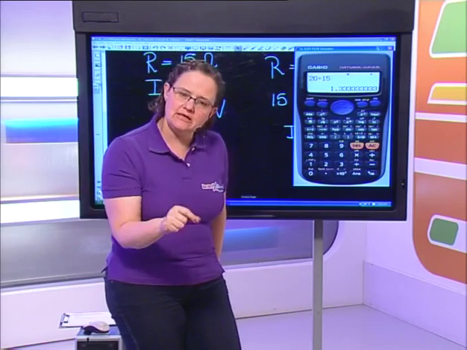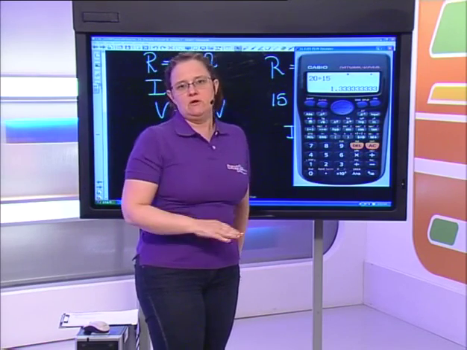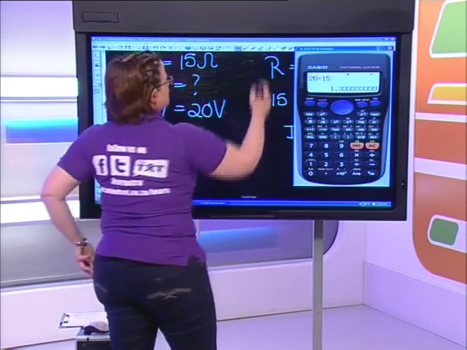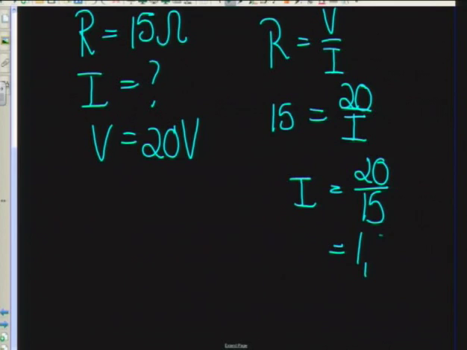So what I need you to do, grade 10s, is take your calculators off maths display and put them into linear mode. Then you will not be tempted to leave an answer as a fraction, because it will not give you an answer as a fraction. This is so important, grade 10s, because it's going to bite you later on. So this is 1.33 amperes.